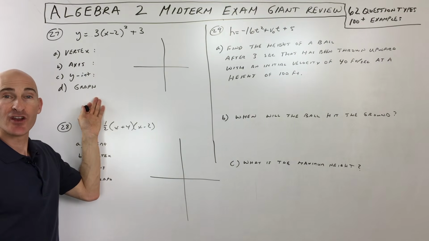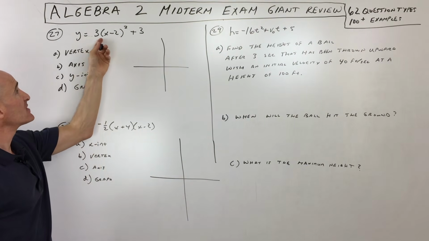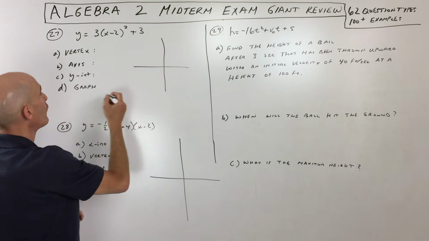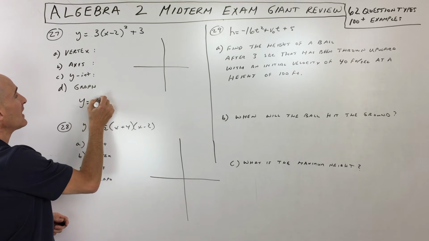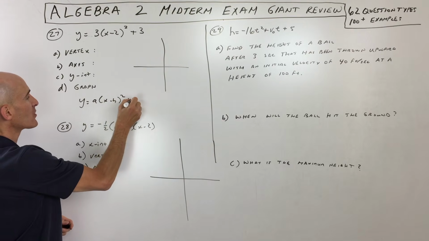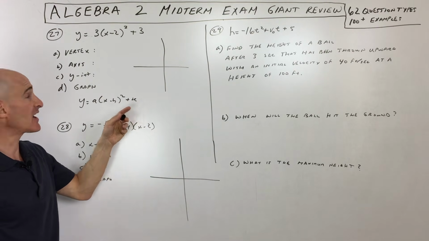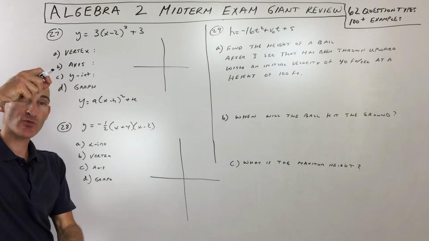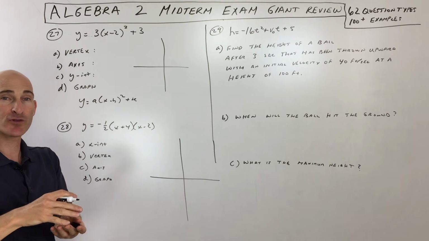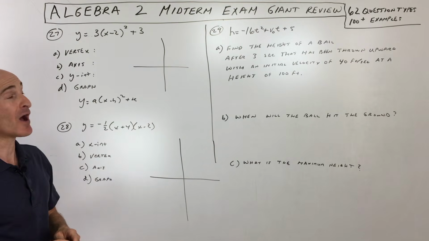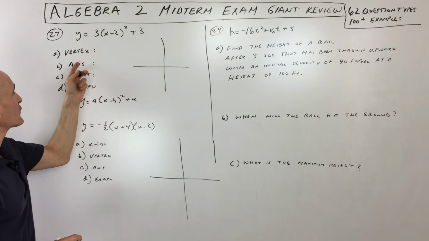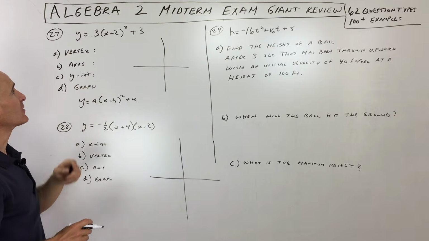Okay, number 27, another parabola problem. But this parabola has been given to us in the form y equals a times x minus h squared plus k. This is called the vertex form. Remember, h comma k is the vertex. The a is what stretches the parabola vertically or compresses it vertically. If it's negative, it reflects and makes it open downward. But let's see, it's asking us for the vertex, axis of symmetry, y-intercept, and to graph it.